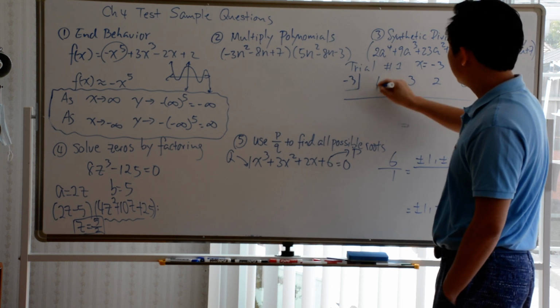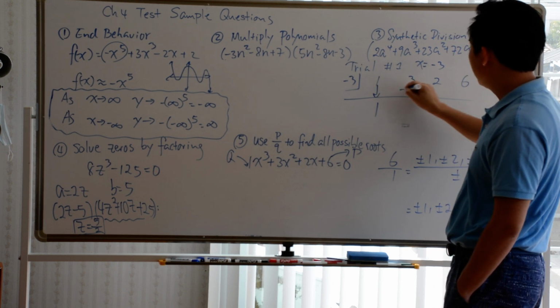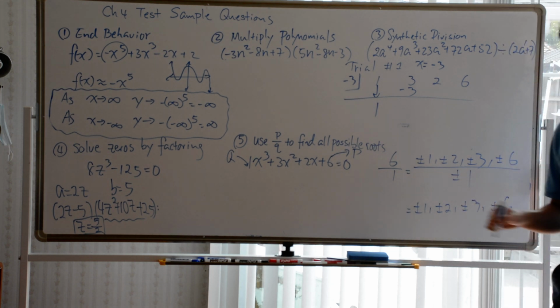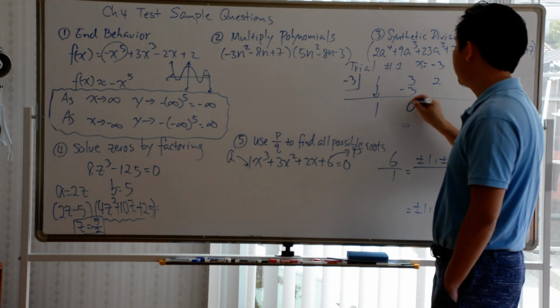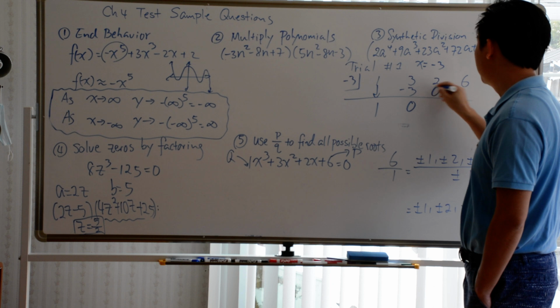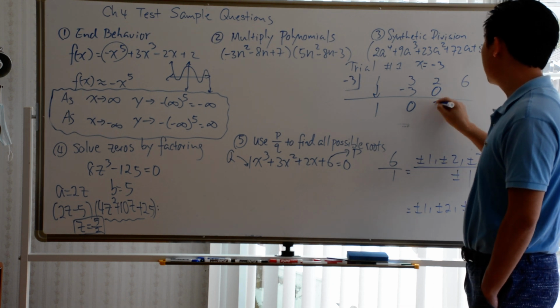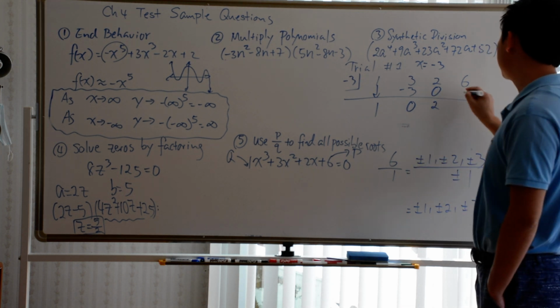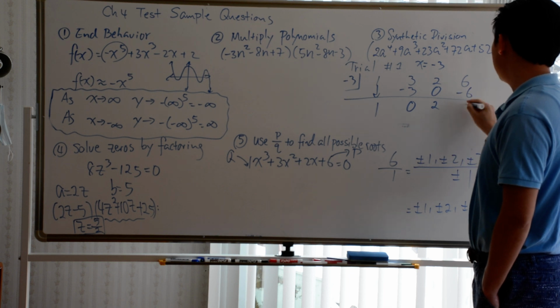Bring down the first coefficient. We have 1 times negative 3, which is negative 3. Negative 3 plus 3 is 0. 0 times negative 3 gives you 0. 2 plus 0 is 2. 2 times negative 3 is negative 6. So the final remainder is 0.